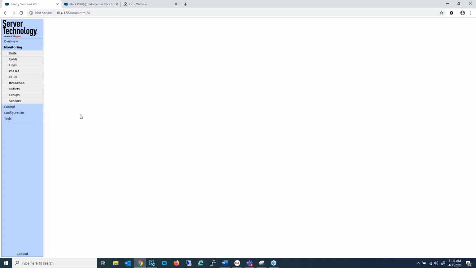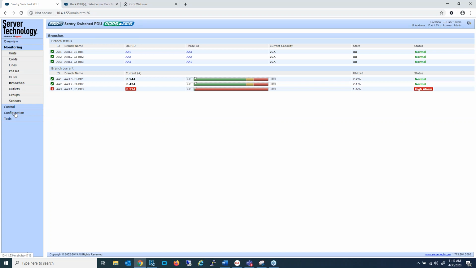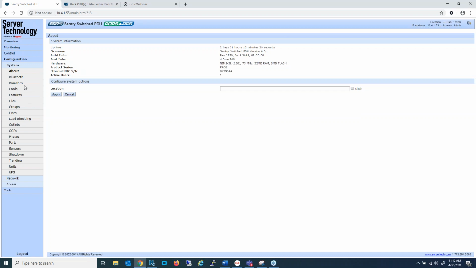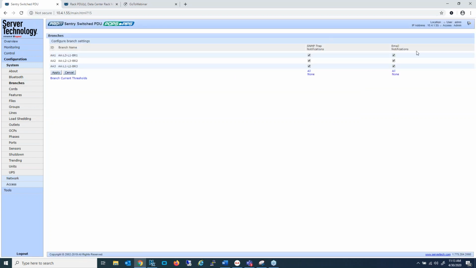So let's take a look at how you set the thresholds for the branches. Because if you do get into territory where you're getting close to the limit, you will want to be notified. You need to go to configuration, and we'll take a look at branches. Similar to earlier, you can choose whether or not to be notified by SNMP or email. And then we can take a look at branch current thresholds.